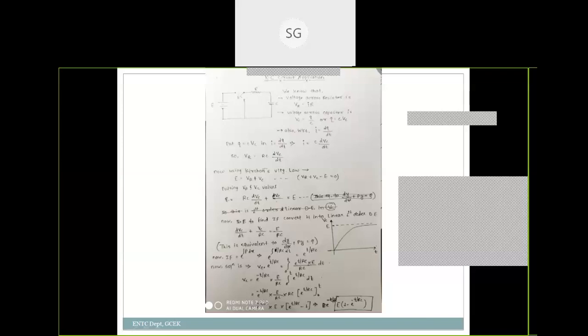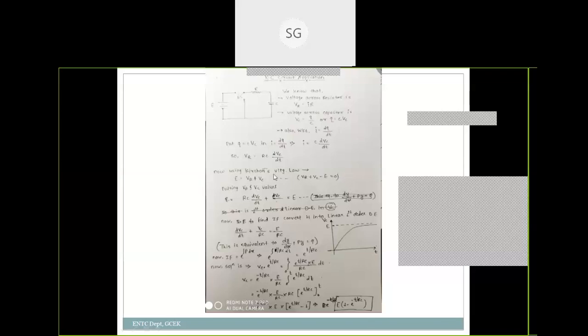Kirchhoff's voltage law, which I don't think I need to repeat, says that around a closed loop, the voltage drops have a summation of 0. So now we can say that E is equal to VR plus Vc, since only two components are there. So E is equal to VR plus Vc according to Kirchhoff's law, and Kirchhoff's law is written in the bracket.